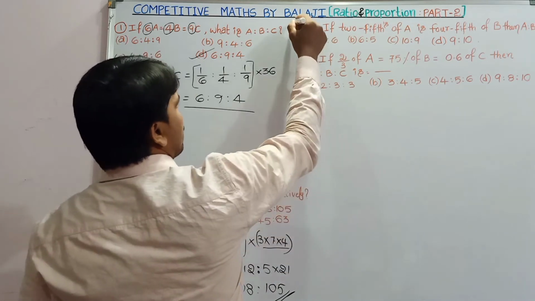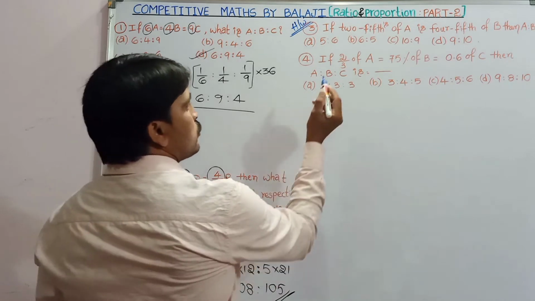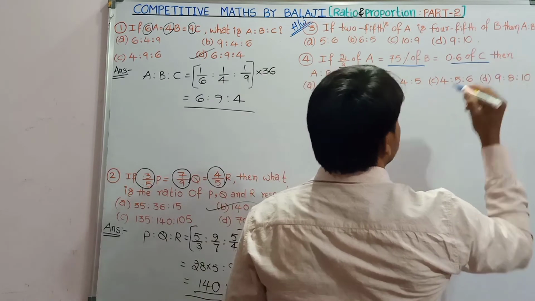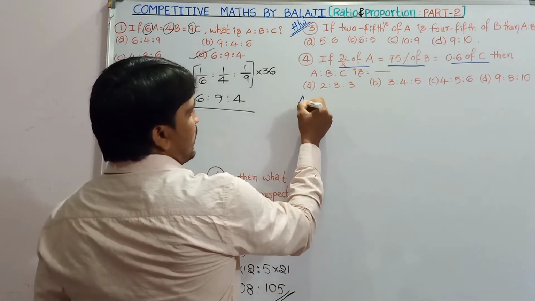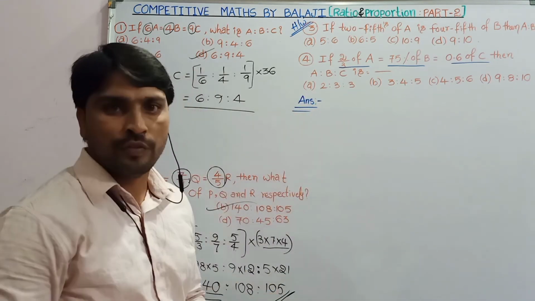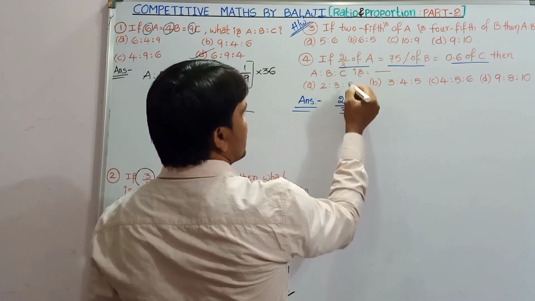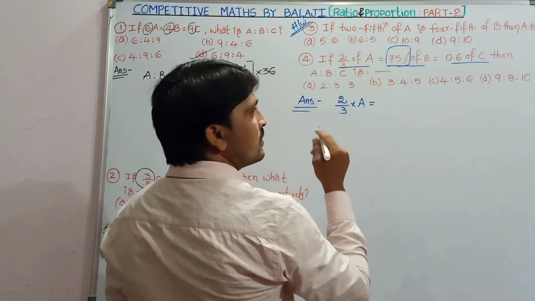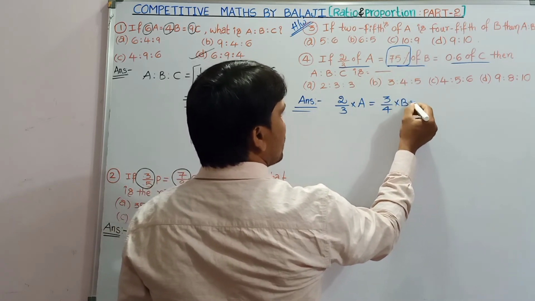Next, the third one is homework for you people. Try this one. Fourth one. If 2 by 3 of A equals 75% of B equals 0.6 of C, then find A is to B is to C. In the earlier chapter, percentage, we discussed how percentage is converted into fractions. Let us use that. That is 2 by 3, of is nothing but multiplication symbol. 75%, what is the value of 75%? The fraction value of 75% is 3 by 4 into B.